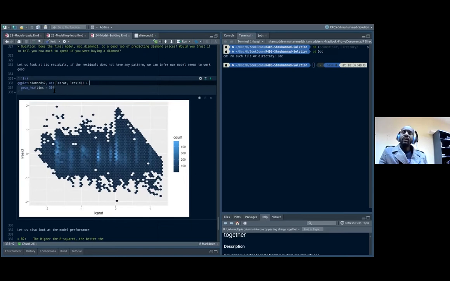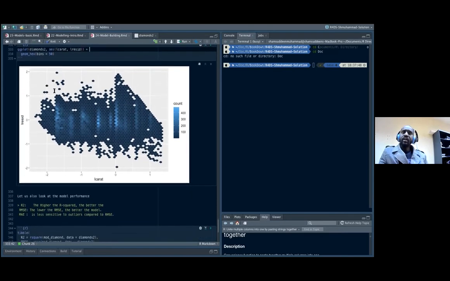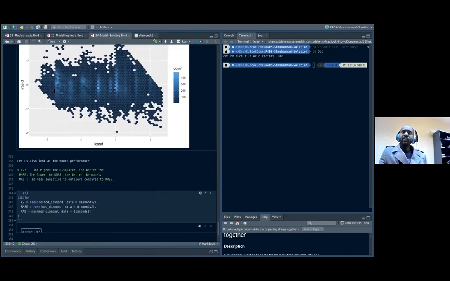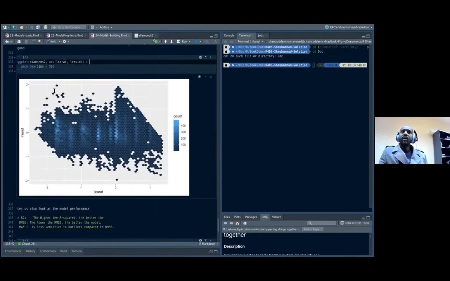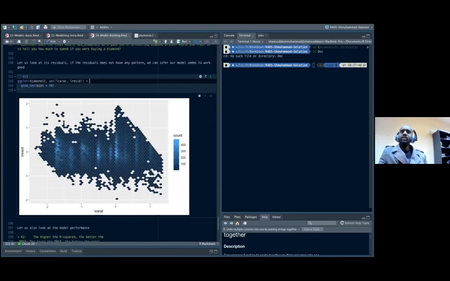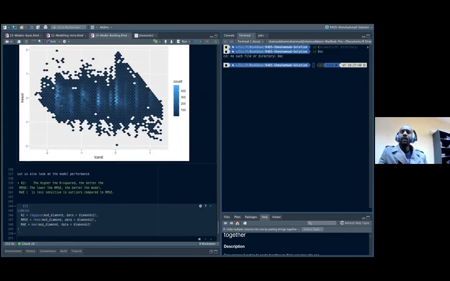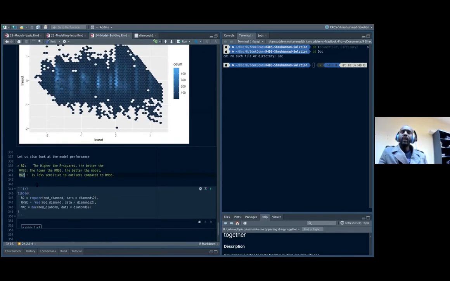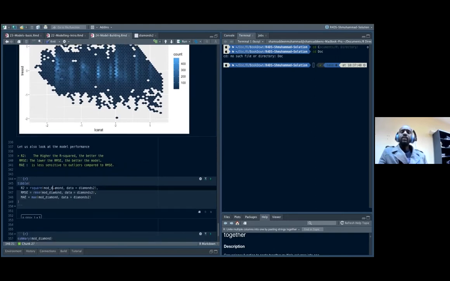our model is making some sense, but we can also check model performance. To check model performance, we use measures like R square, RMSE, MAE. So I was thinking that in this way, we can use these measures to measure the performance of the model. So this is the model and this is the data, right?